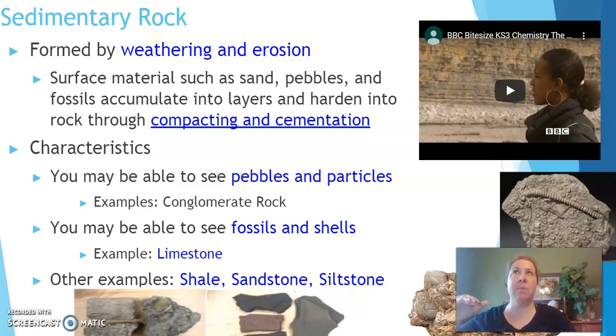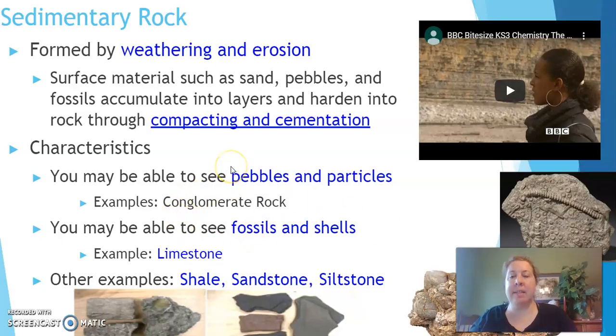So surface materials such as sand, pebbles, and fossils accumulate into layers and harden into rock through compacting and cementation. So rocks up high on a hill are going to wear down, and those particles are going to be transported down to the base of the mountain or the hill. And over time, there's a layer that forms of those particles. And that layer is going to get heavier and heavier, and it's going to start to get buried. And as that happens, all those particles are smushed together, and that's called cementation. And that is how you form another type of rock, which is the sedimentary rock.